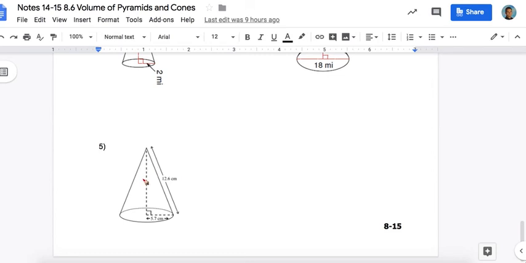Okay, so I'm going to call this A, and we're going to use the Pythagorean Theorem. So A squared plus B squared equals C squared. We don't know A squared, so we're going to write A squared. But we do know that B is 5.7, so we're going to do 5.7 squared equals C squared, which is 12.6 squared.